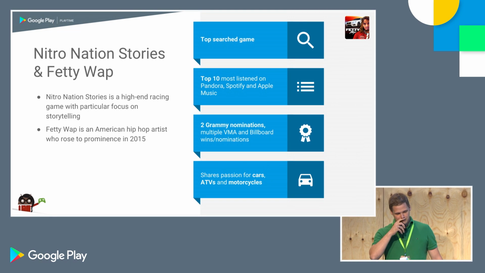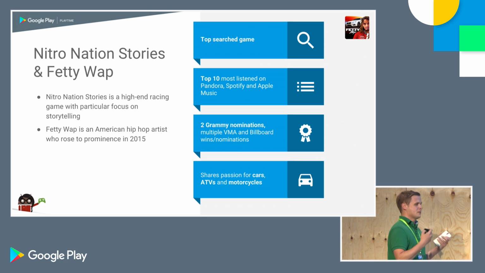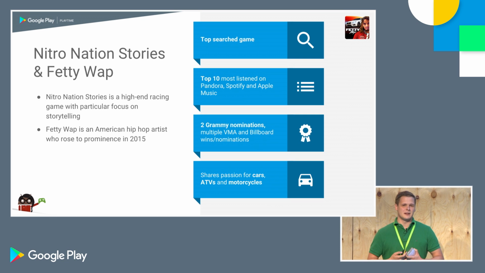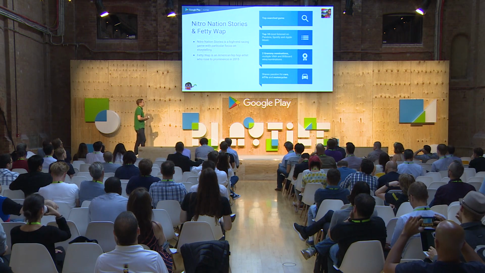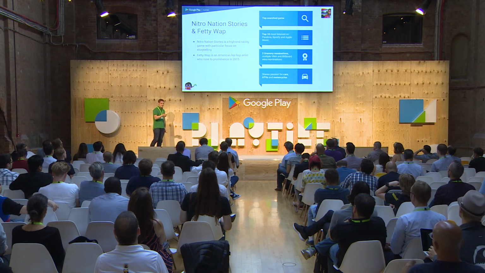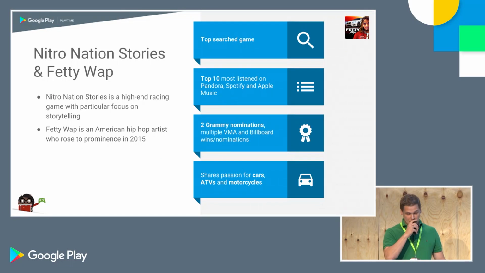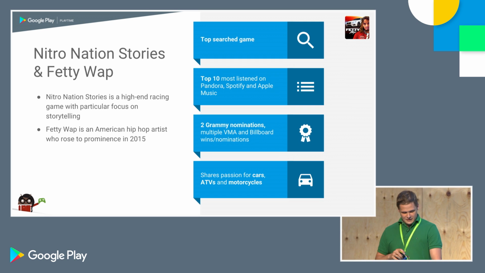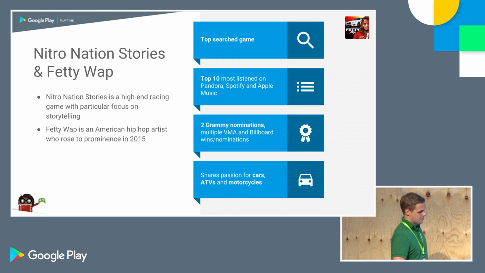Fetty Wap is an American hip-hop artist who rose to lots of publicity in 2015. He has a YouTube channel with like 1 billion views. He has songs like Trap Queen, 679. He works with David Guetta, with Sia, with Drake, so definitely lots of big names. He's among the top 10 most listened artists on Pandora, Spotify, and Apple Music. He's been nominated for 2 Grammys already, multiple VMA and Billboard Awards.